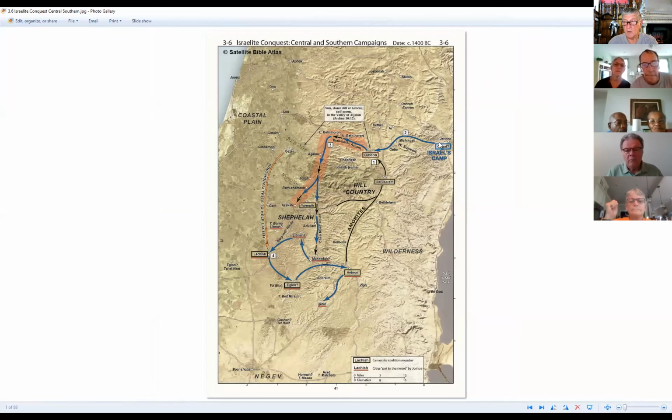Here is the Israeli camp at Gilgal, which is just outside of Jericho. And here's the town of Gibeon. Now, all those little kings that you pronounced, keep in mind that throughout this whole territory, all these little towns, each one was ruled by their own little king.